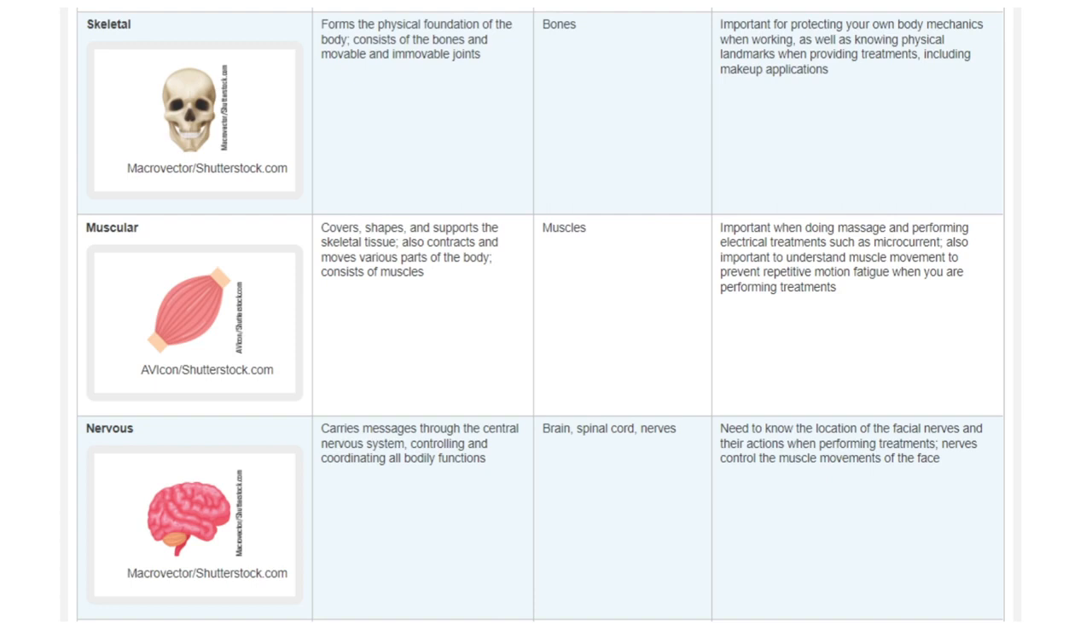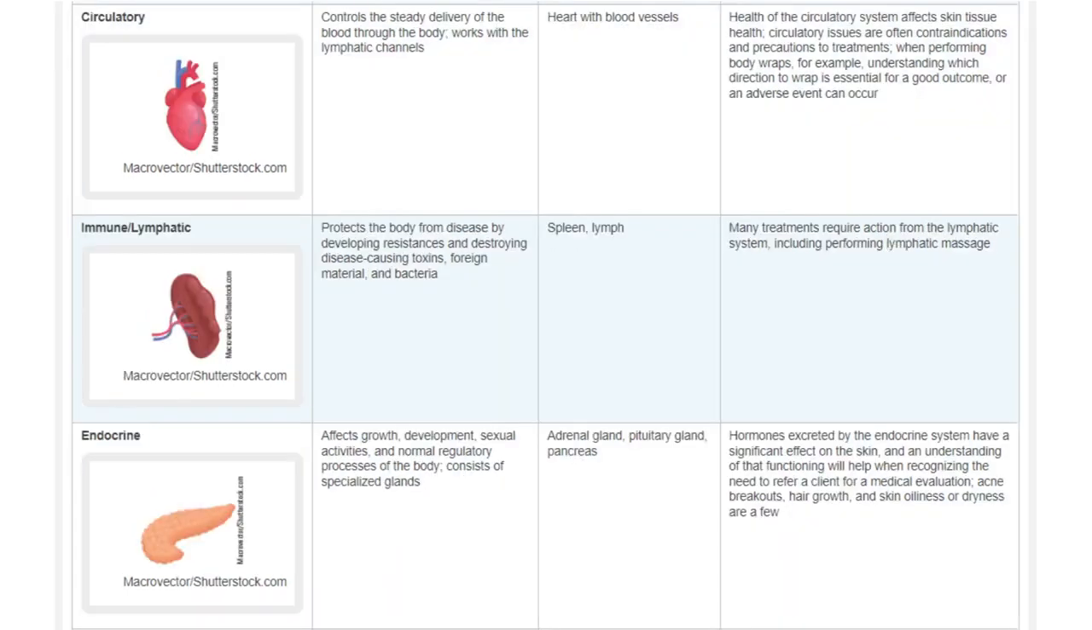Nervous system. Functions: carries messages through the central nervous system, controlling and coordinating all bodily functions. Organs: brain, spinal cord, nerves. Why know this? Need to know the location of the facial nerves and their actions when performing treatments. Nerves control the muscle movements of the face.